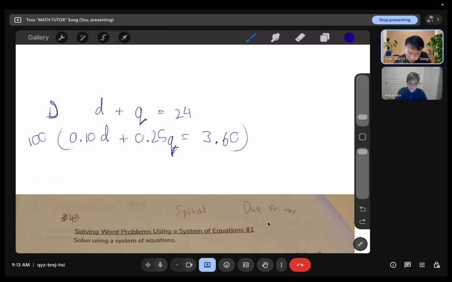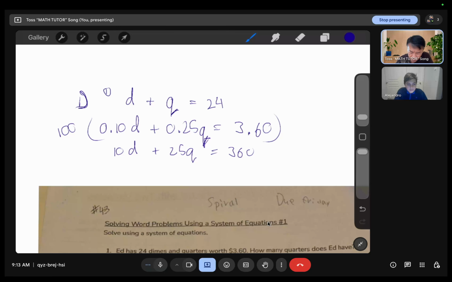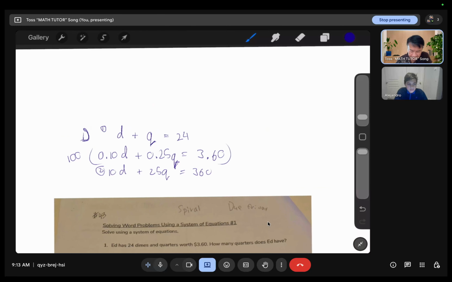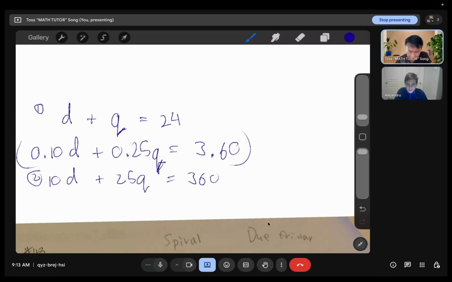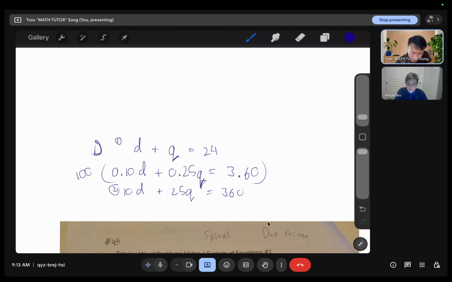So I'm probably going to write it right below here. So it'll be 10d plus 25q equals 360. Is that okay? That's it. Now, you don't have to scratch it out or erase anything. I'm just going to go ahead and label this as equation 1, equation 2. All right, let's solve. I know you can do the rest, but let's do this one.